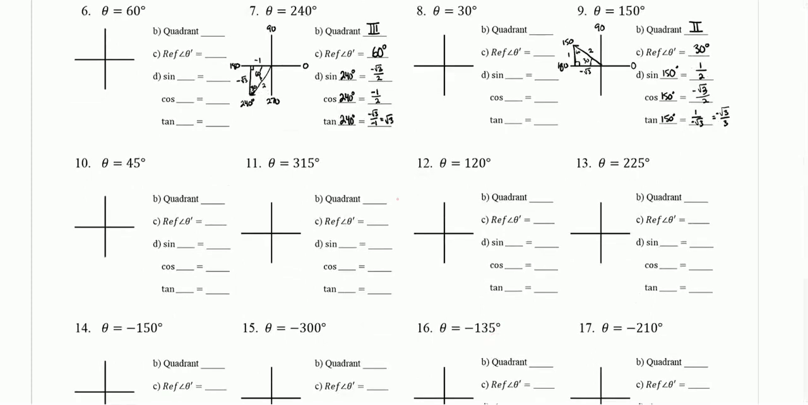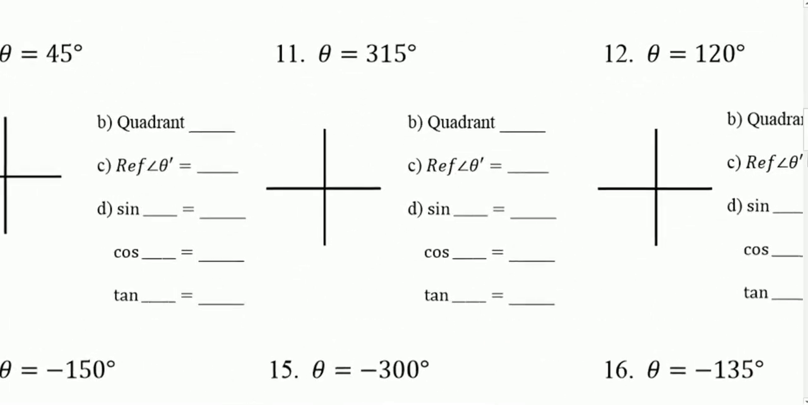Number 11, 315 degrees. Well, if we start at 0, go counterclockwise, we got 90, 180, 270, and then back at 0 we're at 360, because 0 and 360 are coterminal. 315 is between 270 and 360.